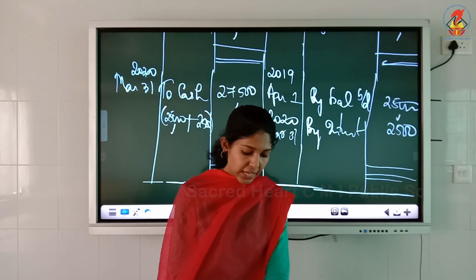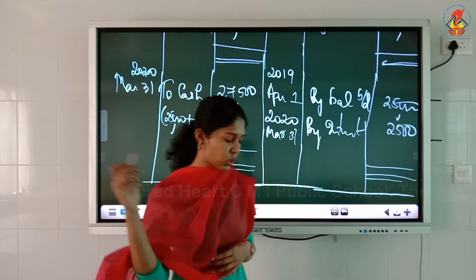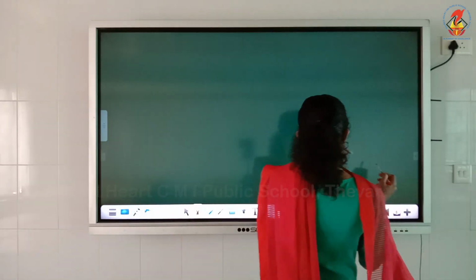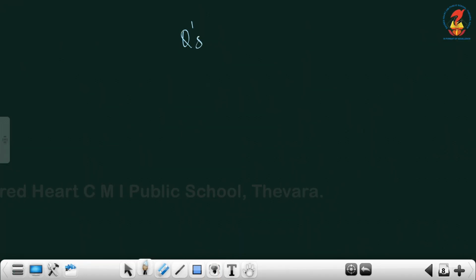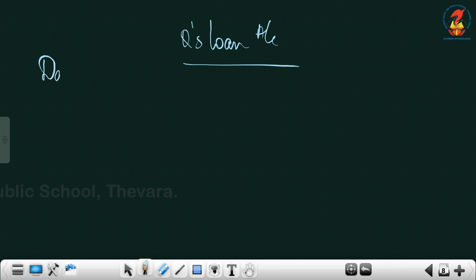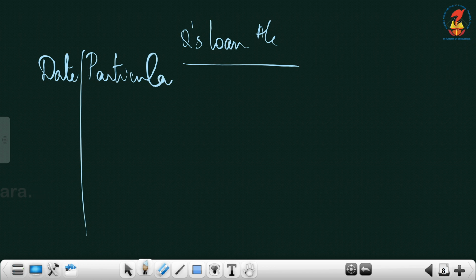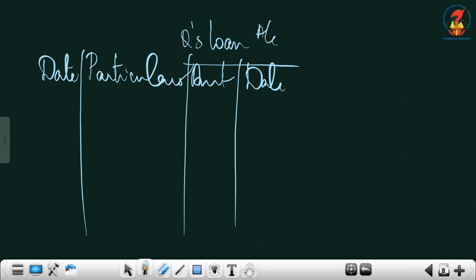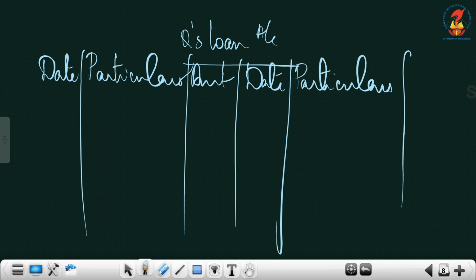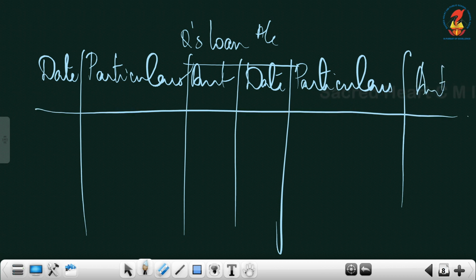Interest is given at 10%. Prepare Q's loan account, and the firm is closing its books on 31st March every year. So we will do Q's loan account. Draw the ledger format. We'll start with the date 1st April 2018.